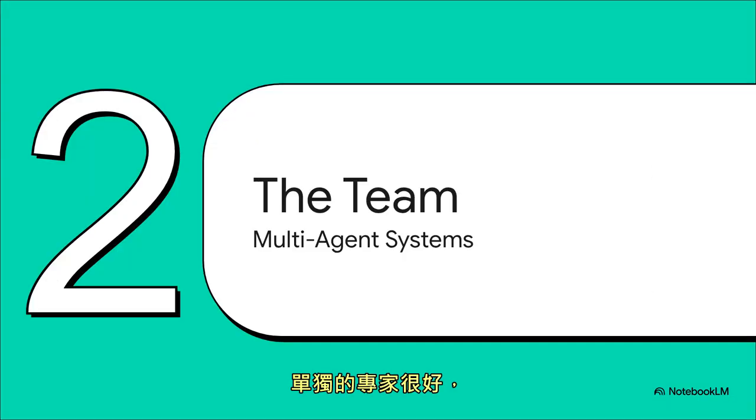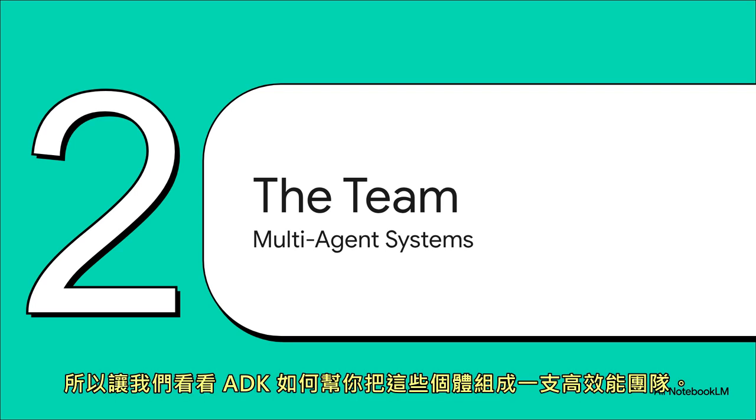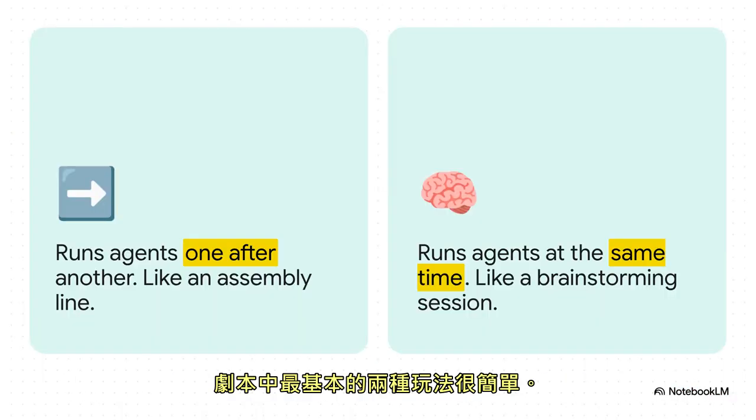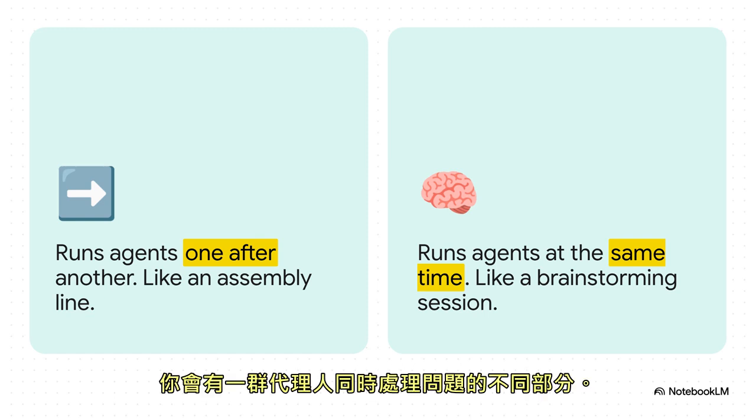All right, so individual specialists are great, but the real power, the real magic, kicks in when they start to collaborate. So let's look at how ADK helps you assemble these individuals into a seriously high-performing team. The two most basic plays in the playbook are pretty simple. First, you have a sequential agent. This is just like an assembly line. One agent does its job, finishes, and passes the work on to the next one in line. Simple. Then you have the parallel agent, which is more like a brainstorming session. You get a bunch of agents all working on different parts of the problem at the very same time.